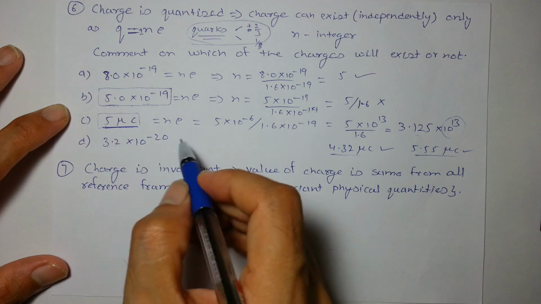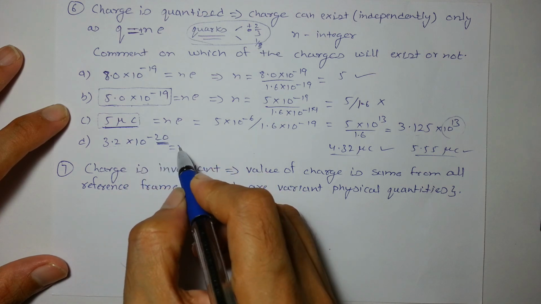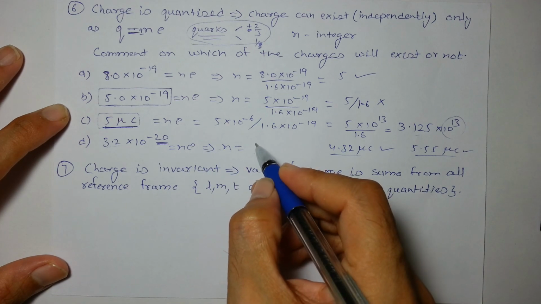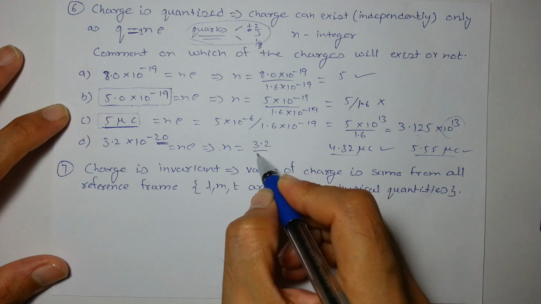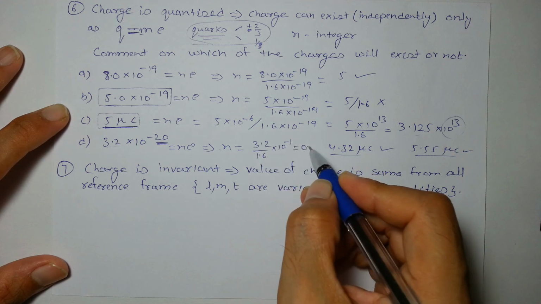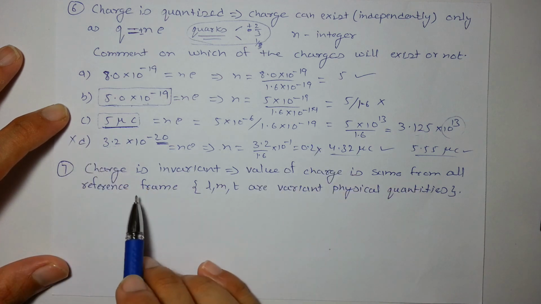The last part is 3.2 into 10 to the power minus 20. See, this is minus 20, and when we put it equal to Ne and try to find the value of n, we get 3.2 by 1.6 into 10 to the power minus 1, which is 0.2. It is not an integer, so it will not exist.